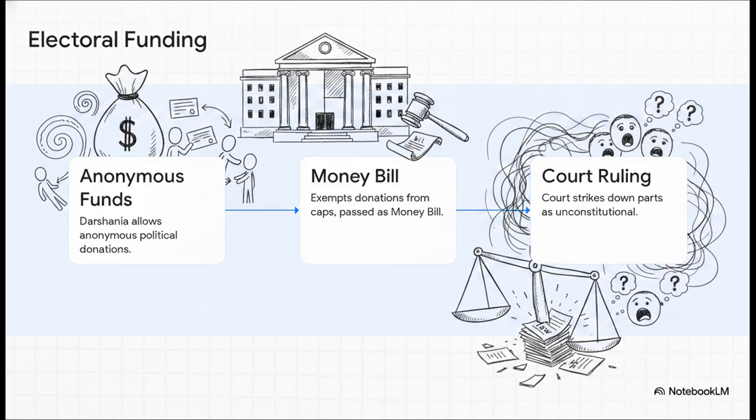This is a constitutional law hypothetical set in a fictional country called Darshanya, which essentially acts as a stand-in for India. First, Darshanya passes a controversial electoral funding law allowing anonymous political donations via bank-issued certificates. Second, this law exempts these big anonymous donations from the usual corporate caps, and it's pushed through as a money bill, which conveniently limits the upper house's role. Third, a court steps in and strikes parts of it down as unconstitutional, citing free speech, voter information, and unreasonableness grounds, while also questioning that money bill classification. It is a wildly dense, layered fact pattern.